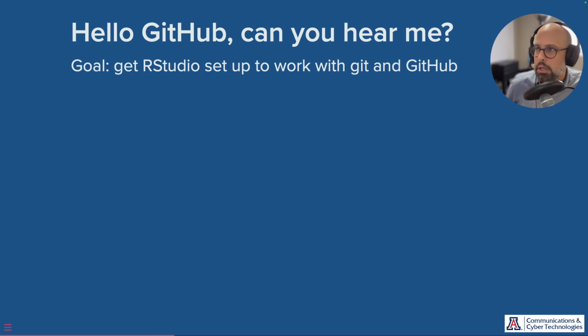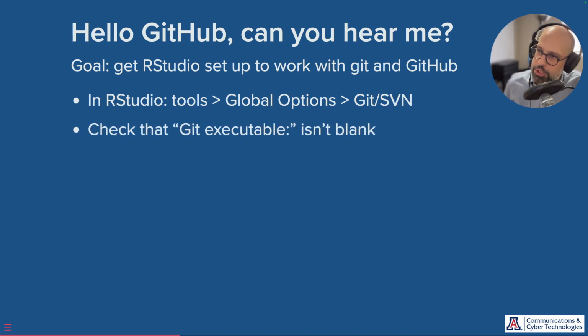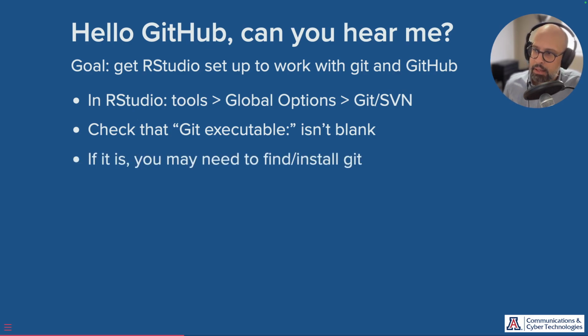So what we're going to do here is get RStudio to find Git, if it doesn't already, and work with GitHub. So the first thing we're going to do is check, do we have Git installed, and does RStudio know where it is? So in RStudio, we're going to go to the Tools menu, Global Options, choose the Git/SVN option, and check that it knows where the Git executable is. And if that is blank, if it doesn't know where it is, you might need to install Git, or if you know you installed it, you might need to find it on your computer if you installed it in a non-default location.